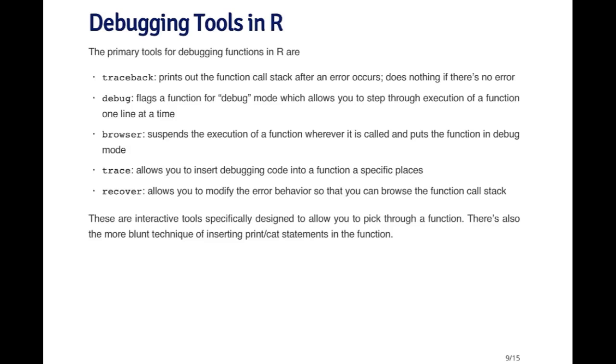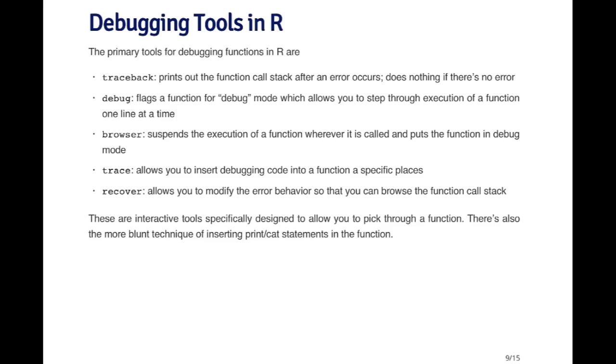The trace function allows you to insert debugging code into a function without actually editing the function itself. This is handy if you're debugging someone else's code. For example, there's code in a package that you can't easily edit, or there's code in base R itself, and you don't want to go and edit that code because you can't find the file or whatever.